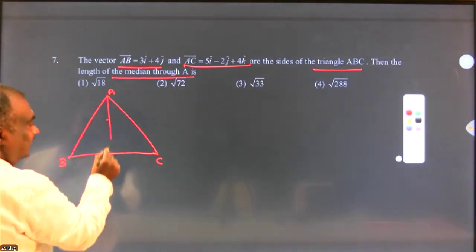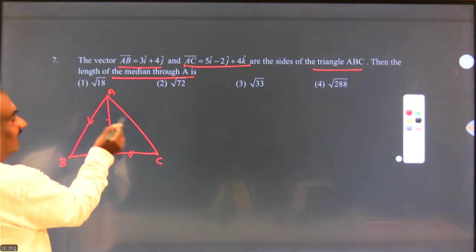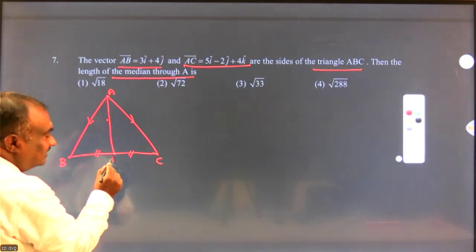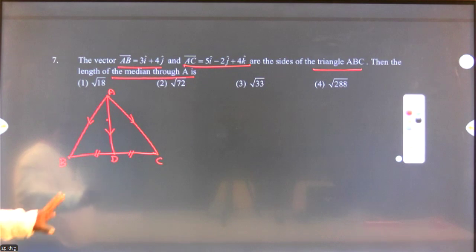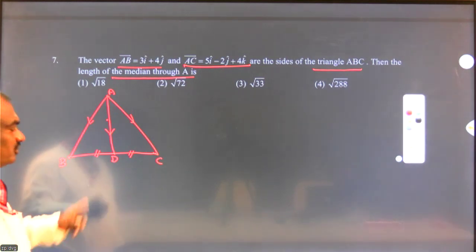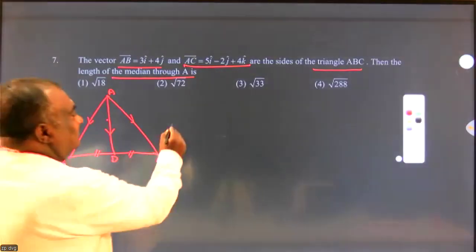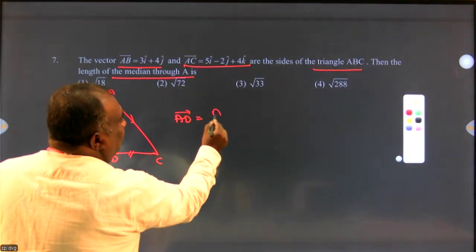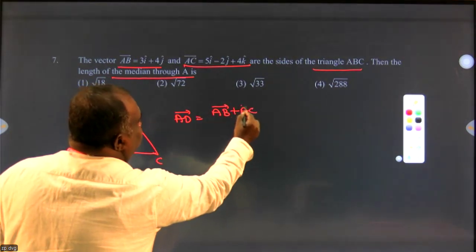This is A, this is B and this is C. Now, this is the median. Median means this is the midpoint. And this is AB and this is AC. Now, we have to find the vector AD bar. When you are solving this problem, a very simple way: they asked for the median, and this is the vector joining the midpoint of BC. Now, the vector AD bar is nothing but, a very simple way, AB bar plus AC bar by 2.